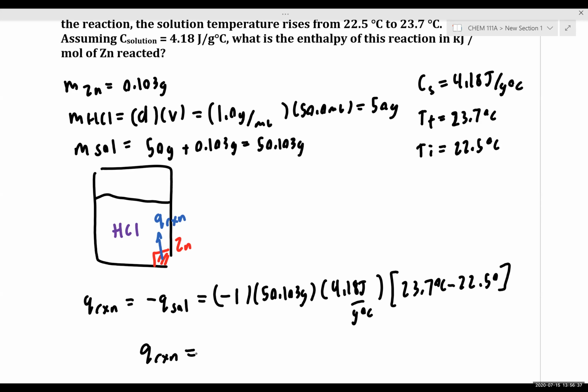So we have 50.103 times 4.18 times 1.2. That in turn gives us 251 joules. Negative 251 joules because we have the negative sign.